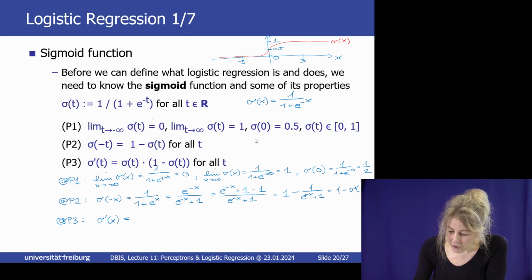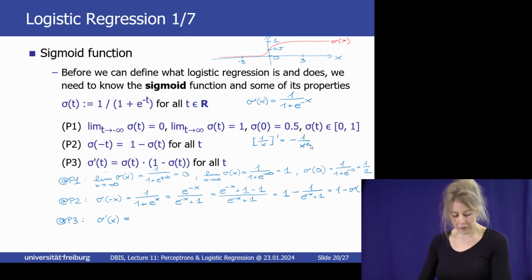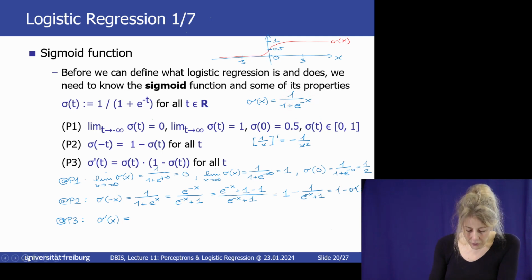So what's the derivative of 1 over x? That's minus 1 over x squared. So now I'm using the chain rule here. So if I want the derivative of this, I first do as if this was just 1 over x. So it's just minus 1 over this thing squared.